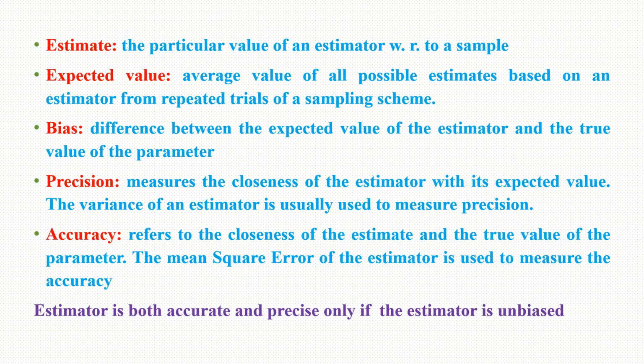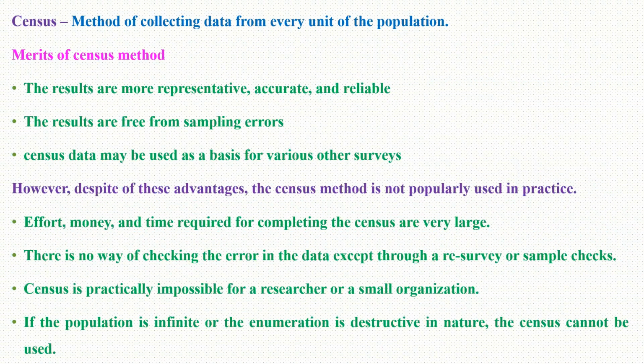Precision measures the closeness of the estimator to its expected value. The variance of an estimator is usually used to measure precision. That is what precision is. Accuracy refers to the closeness of the estimate and the true value of the parameter. The mean square error of the estimator is used to measure accuracy. An estimator is both accurate and precise only if the estimator is unbiased.